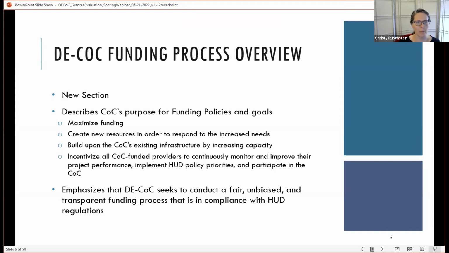A lot of this was also about reiterating that we want to have a fair, unbiased, and transparent process. And that is an overriding goal as well in terms of the policies.